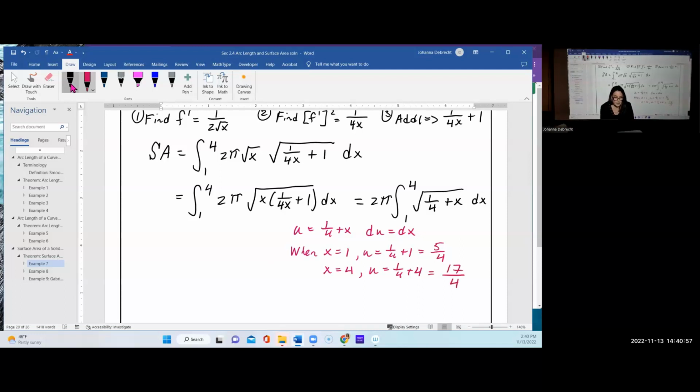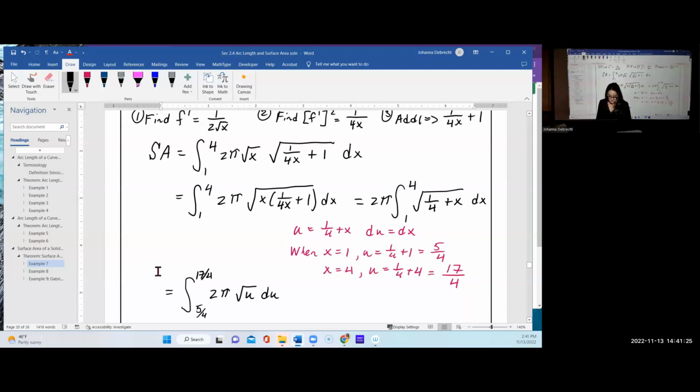Right? So when I make the substitution, I'm going to have that the surface area is equal to the integral now from 5 over 4 to 17 over 4 of 2 pi, which I forgot to take out, times the square root of u times du. Again, I didn't have anything else with my du because the derivative of 1/4 plus x is just 1. So I get the dx.